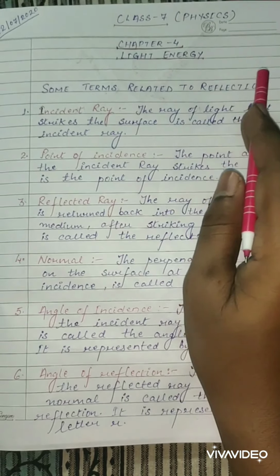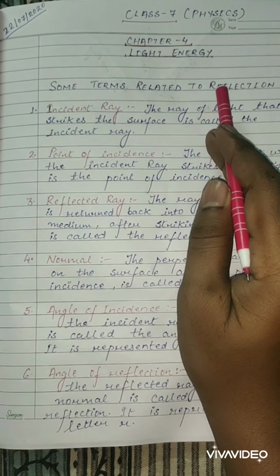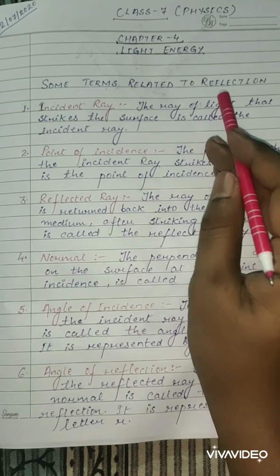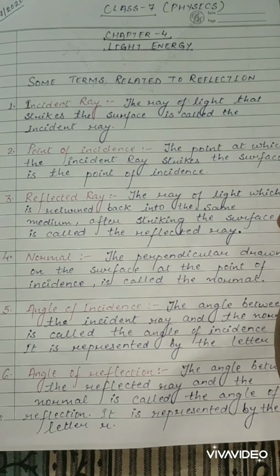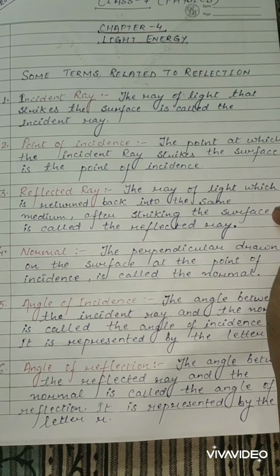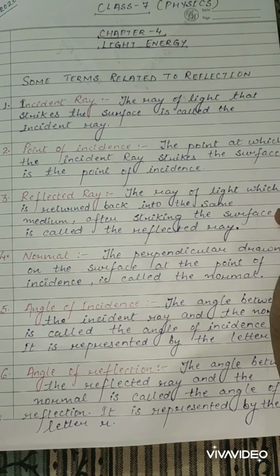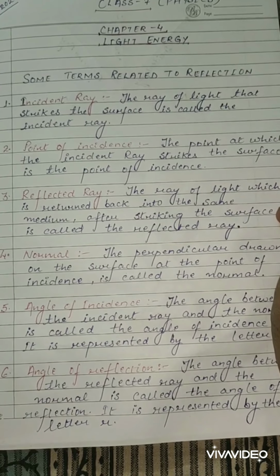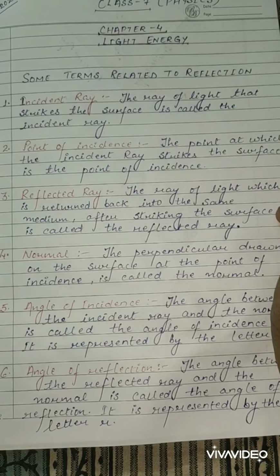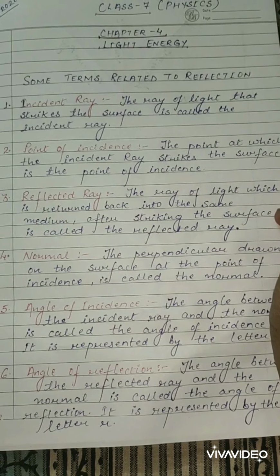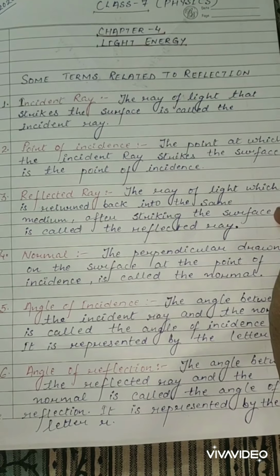The name of the chapter is light energy. In the previous session of this chapter, we have seen what light is, we have seen some sources of light, then we have seen the mirrors, how the images are formed in the mirrors, the virtual image and the real image, and we have also seen how many types of lenses there are. So today we are going to understand some terms related to reflection.